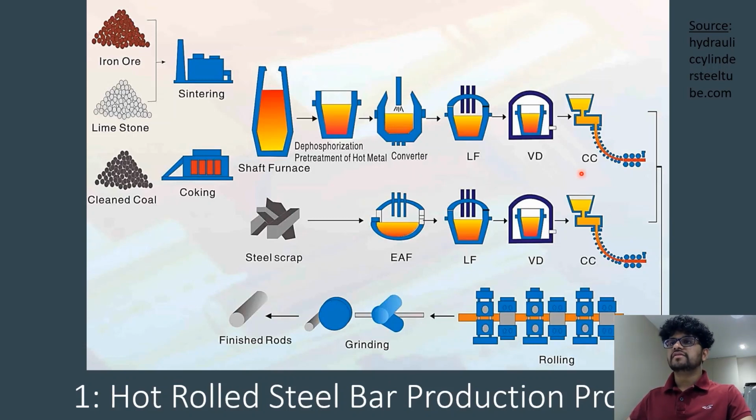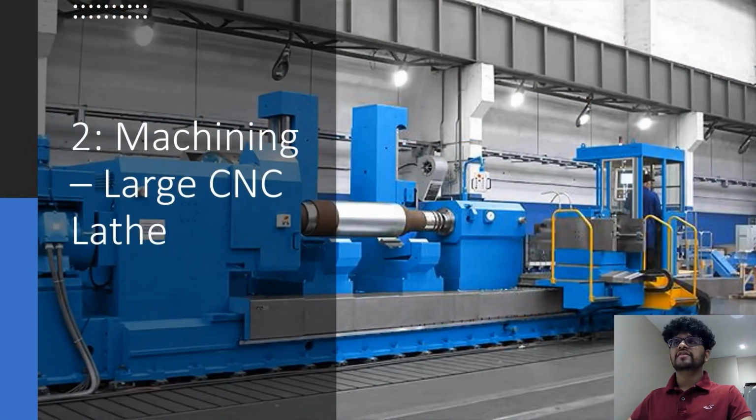Once the billet is extracted using either of the processes, it is processed through rolling to achieve the smaller diameter shaft, and for the larger diameter shaft, it is processed using a computerized press. The large steel bar stock is then loaded onto a large CNC lathe. Using turning and cutting with a carbide tool, the final geometry of the shaft is achieved.